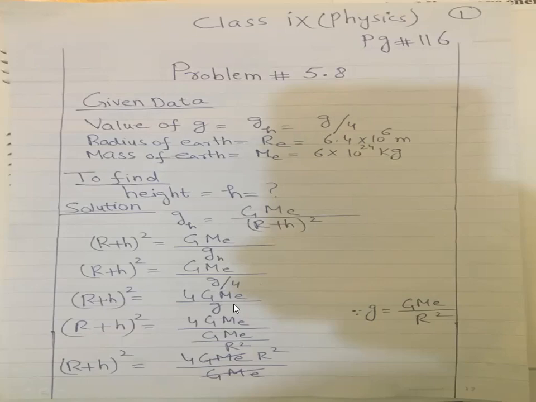What I need to do, I just put the value g is equal to GM_e divided by R square. You can find this in equation 5.6 on page number 110. So if you put g is equal to GM_e divided by R square, this R square will go on the top, and this GM_e will cancel with this GM_e. So what is left? 4R square. (R plus h) whole square is equal to 4R square.